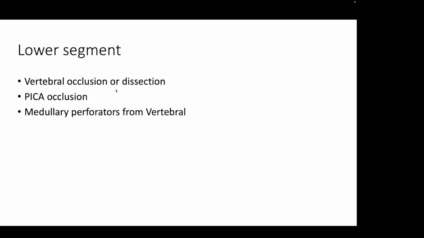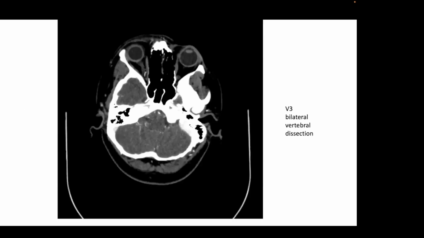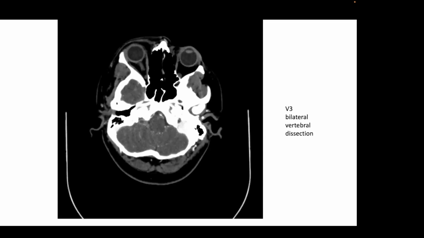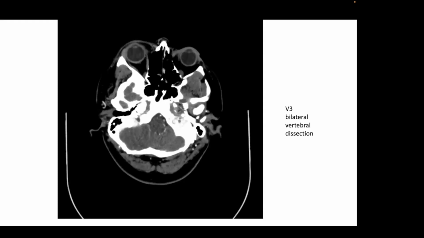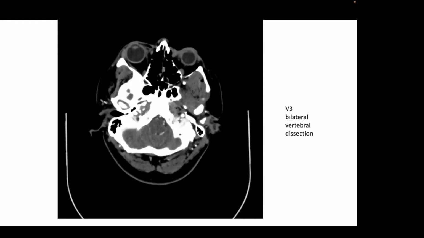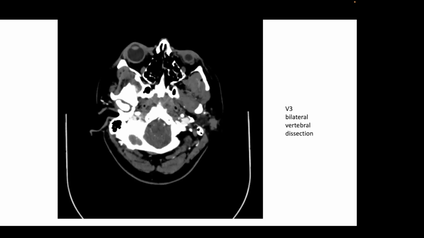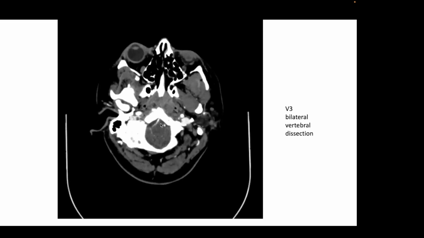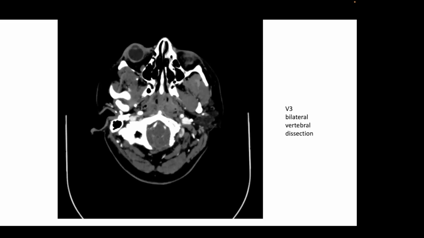Lower segment involvement, as I mentioned: vertebral occlusion or dissection, PICA occlusion, medullary. These are what we deal with in this lower segment. Here's a patient with bilateral vertebral dissection. I just want to show you what it looks like on the CTA. So as we go down, we see the V4 segments here of the vertebral arteries.